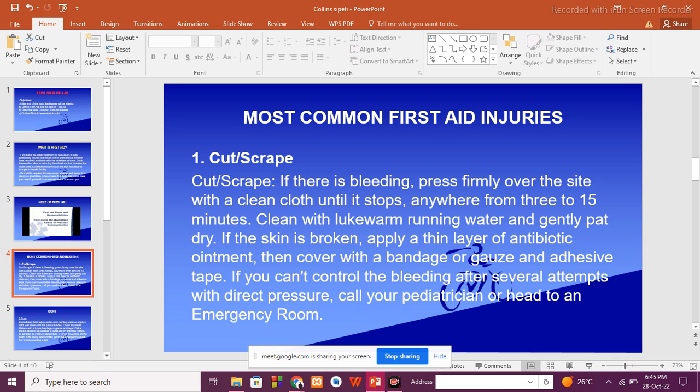Our first one, we have a cut. If there is bleeding, press firmly over the site with a clean cloth until it stops, anywhere from 3 to 15 minutes. Clean with lukewarm running water and gently pat dry. If the skin is broken, apply a thin layer of antibiotic ointment. Then cover with a bandage or gauze or adhesive tape. If you can't control the bleeding after several attempts with direct pressure, call your pediatrician or head to an emergency room.